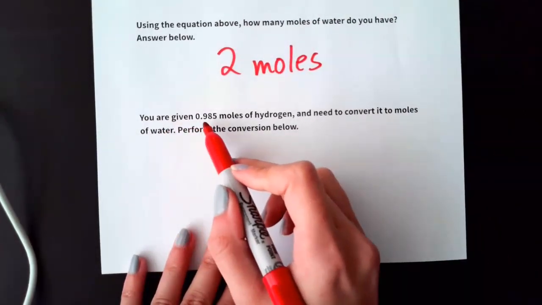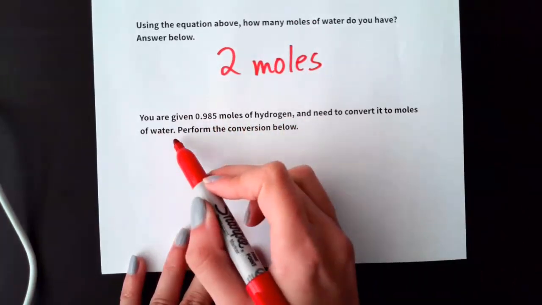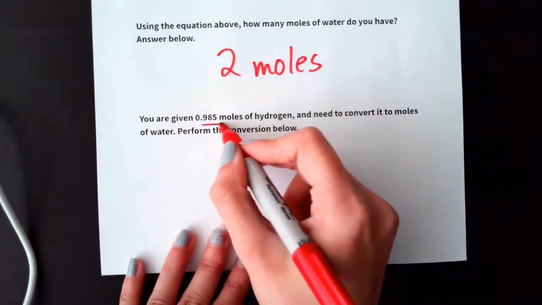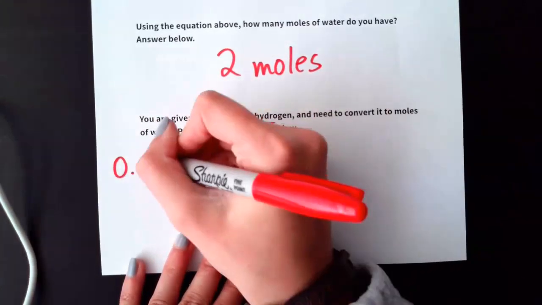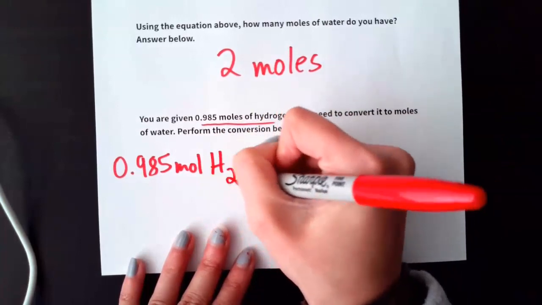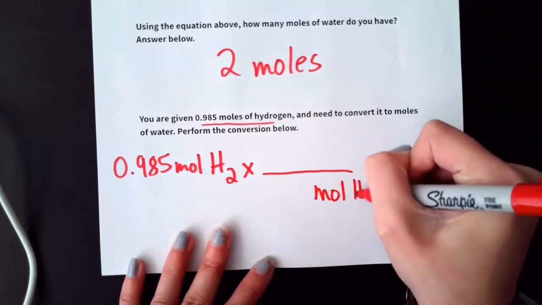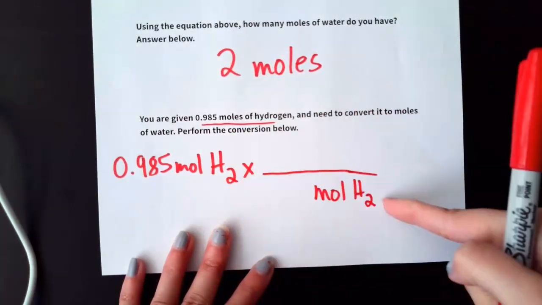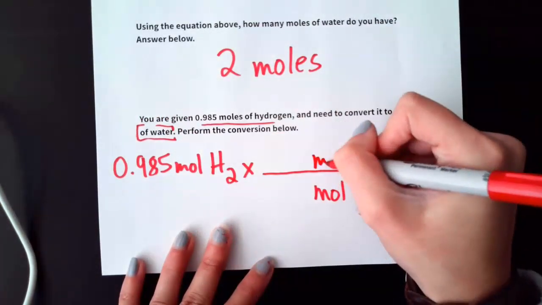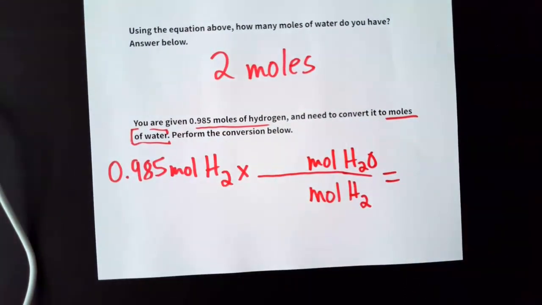Okay? So now, here's our next little question. You are given 0.985 moles of hydrogen and need to convert it to moles of water. Perform the conversion below. So we're starting this out the exact same way that we did with our sandwiches. So 0.985 moles of hydrogen, so H2. Okay? So we need mole of H2 on the bottom to cancel out, and then we're trying to get to moles of water. So we need moles of H2O on the top. Okay?